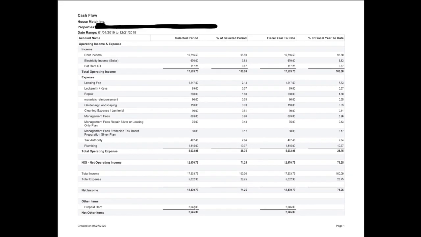Now down here, they have $2,645. That is rent that was paid December, probably 30th, for January 1st, 2020. It has to be counted on the other year's taxes. So if we take $17,503.75 plus $2,645, we will get $20,148.75. That's how the 1099 is correct.